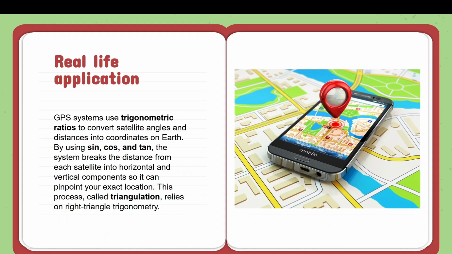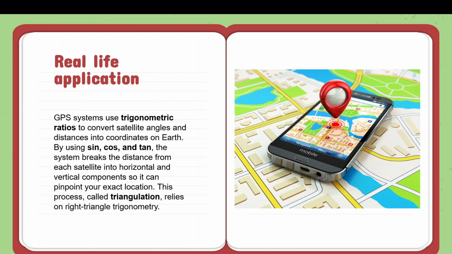Now, a real world application of trig ratios, a really big one that you probably experience in day to day life, is GPS. The GPS system uses trigonometry ratios to convert satellite angles to distance to coordinates, basically to find out where you are. Because you know it's angles, and you use the angles to find out where you are.